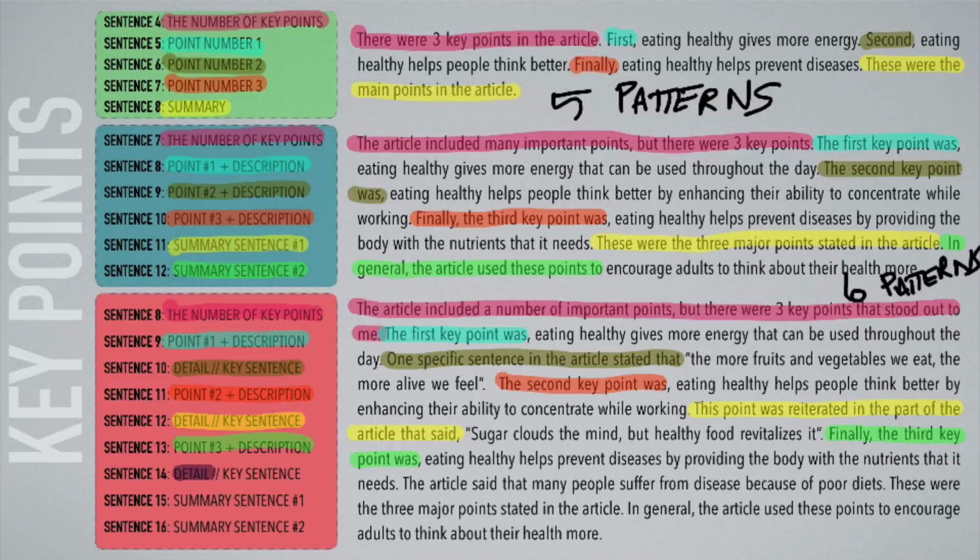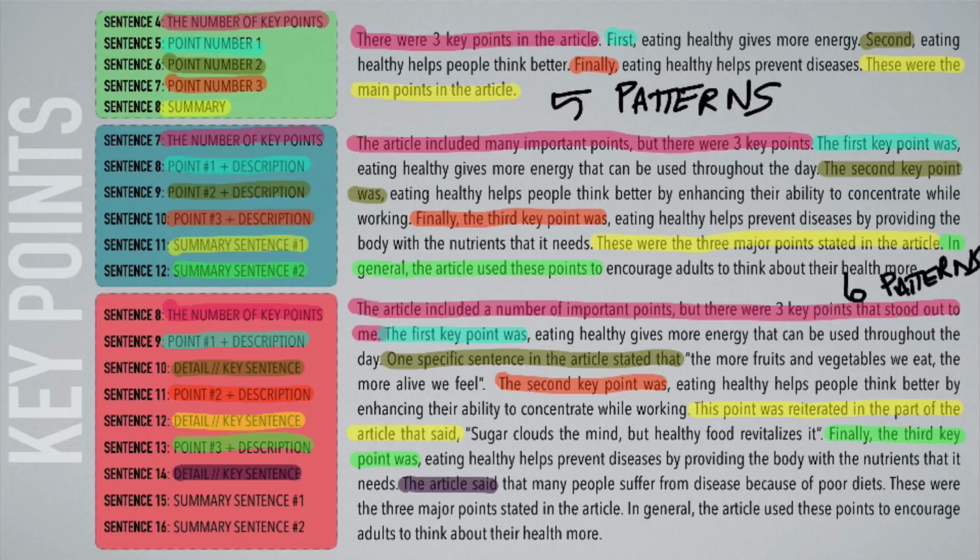And we have the detail or key sentence. It says, the article said that many people suffer from disease because of poor diets. So for this one, it's the article said ... Okay, and again, you're going to put something there that's from the article.